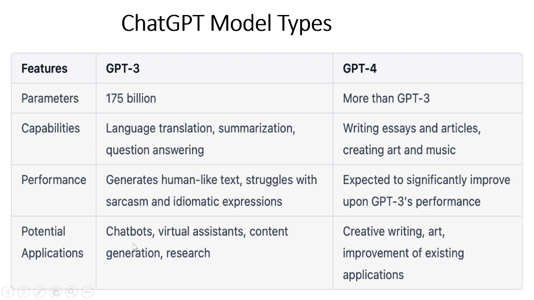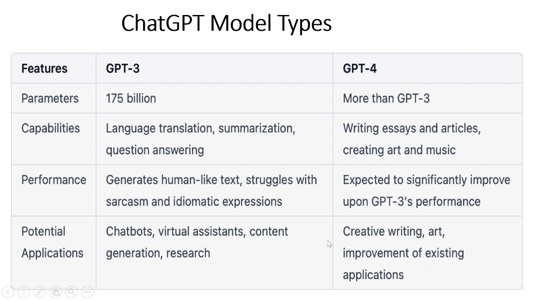In the potential applications, GPT-3 is used in chatbots, virtual assistants, content generation, and research. GPT-4 is used in creative writing, art, and improvement on existing applications.